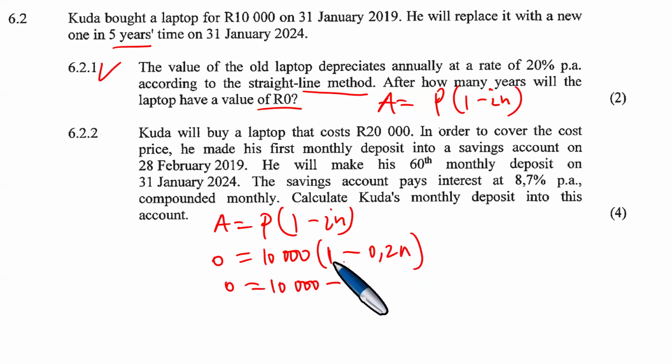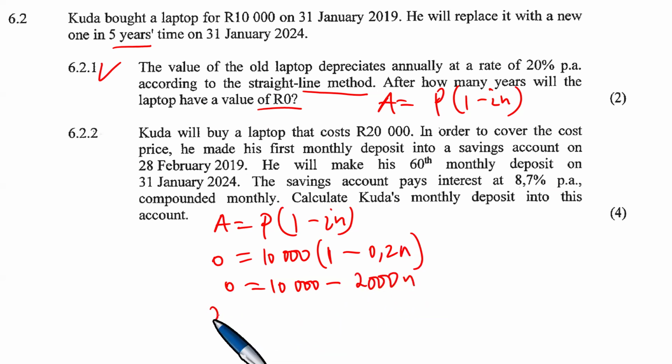So at this point, if this one is 1 over 5, it is actually 10,000 and you multiply by 0.2. It's exactly 2,000.